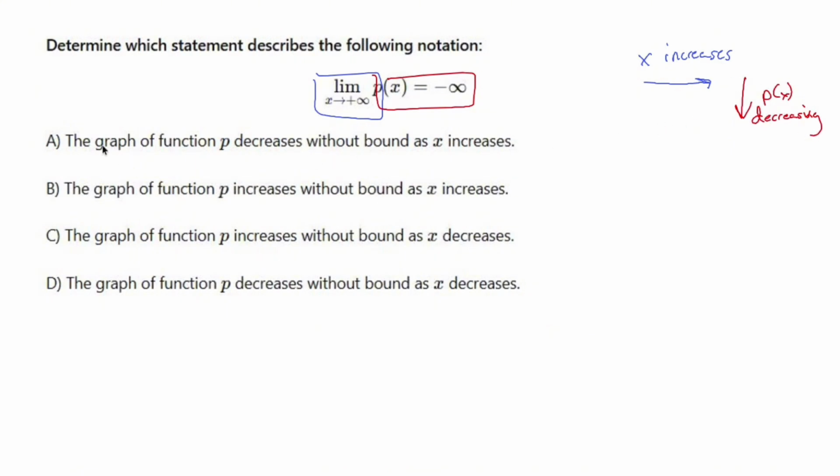So we need the one that says the graph of the function p decreases. So you're solid so far. As x increases is the one that we want. So yeah, this is just a wording problem. This is just vocabulary and stuff like that. But again, this is saying that your graph is going down as x is moving along to the right. So the answer is A.